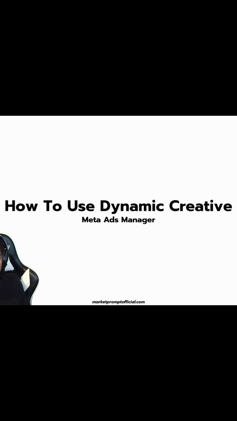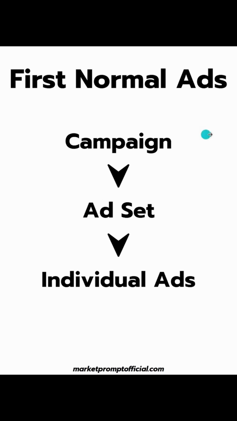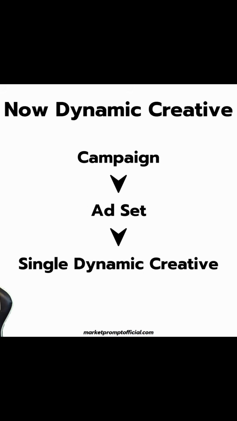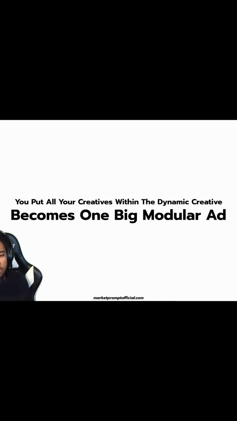I'm going to show you how to use the dynamic creative within the Meta Ads Manager. So first, this is your normal ads. You usually have your campaign, your ad set, and your individual ads. Now, with the dynamic creative, you have your regular campaign, your ad set, and you have the single dynamic creative. You put all your creatives within the dynamic creative and it becomes one big modular ad.